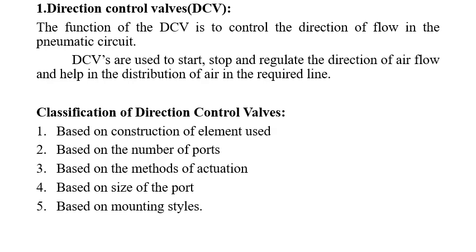The basic classifications of direction control valves are based on the construction of the elements, and based on the number of ports it has. Then based on the method of actuation, how you are going to actuate that particular valve, then based on the size of the port, and based on the mounting style. These are the different classifications. So the direction control valve is used to start, stop and regulate the direction of fluid which flows inside this pneumatic system.